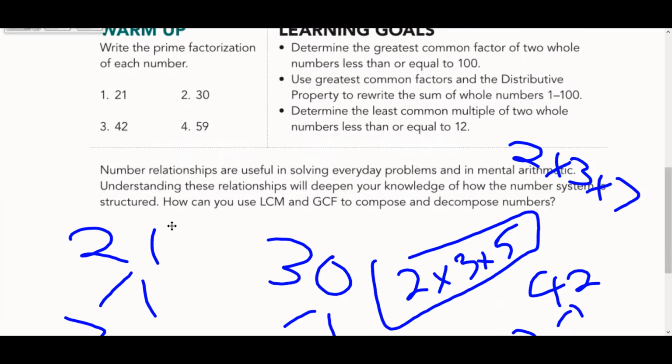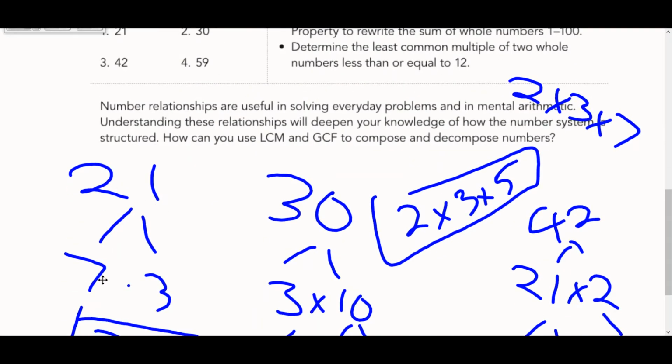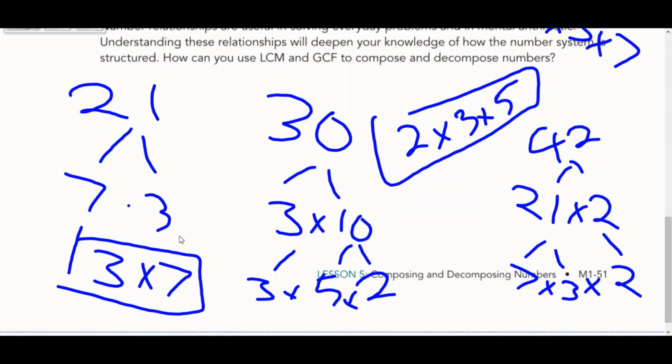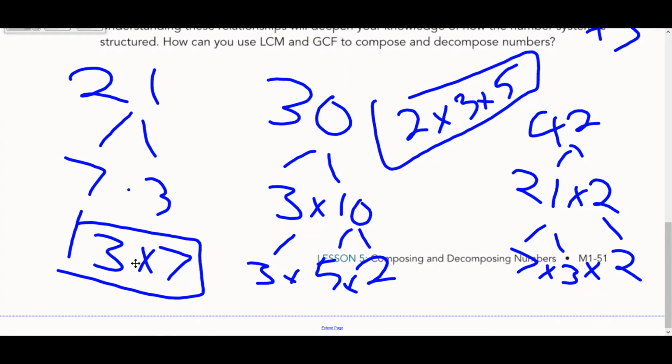Remember, prime factorization is when we split numbers into factors other than 1, because 1 is not a prime number, so we don't want to use it. So we're breaking numbers like 21 into 7 times 3, and then asking ourselves, can I go any further? And I can't, because 7's prime and 3's prime. But we want to list it as 3 times 7 because you usually go in order from least to greatest.